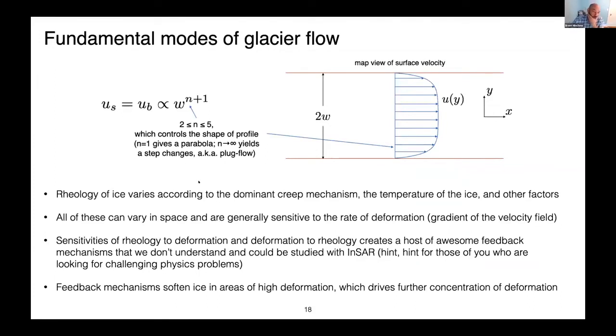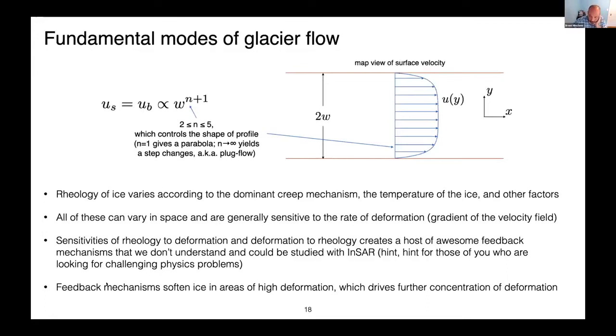This value of n, or the rheology of the ice overall, is going to vary according to the creep mechanisms, the temperature of the ice, and a whole host of other factors that I'm happy to drone on about at length for those of you who are interested. But all these things can vary in space, and they're generally sensitive to the rate of deformation itself. The sensitivity of rheology to deformation and deformation to rheology creates a whole host of absolutely amazing feedbacks within the system that we really don't understand well at all, and could definitely be studied with InSAR observations, which is a hint for anyone who's looking for incredibly challenging physics problems.